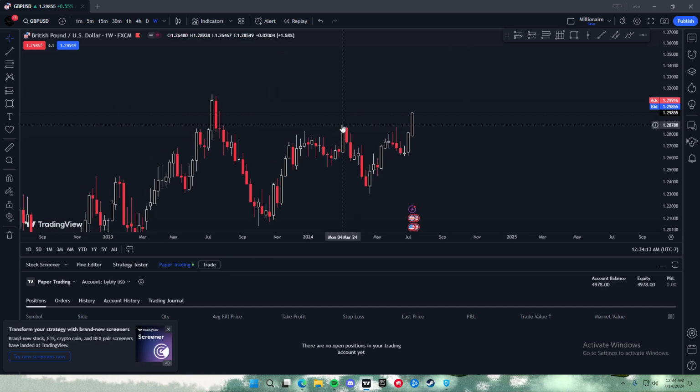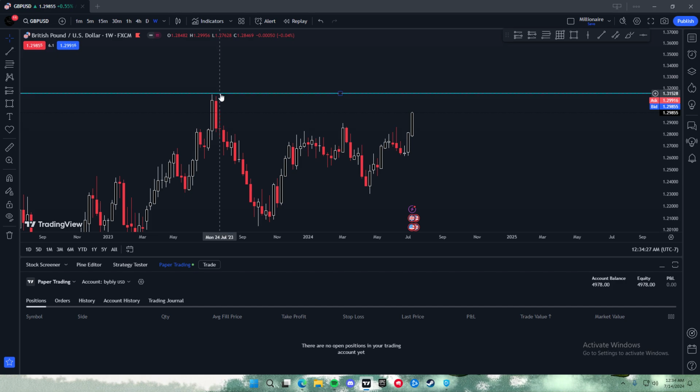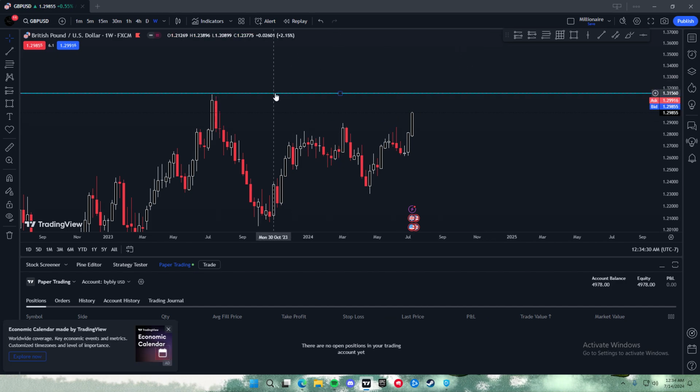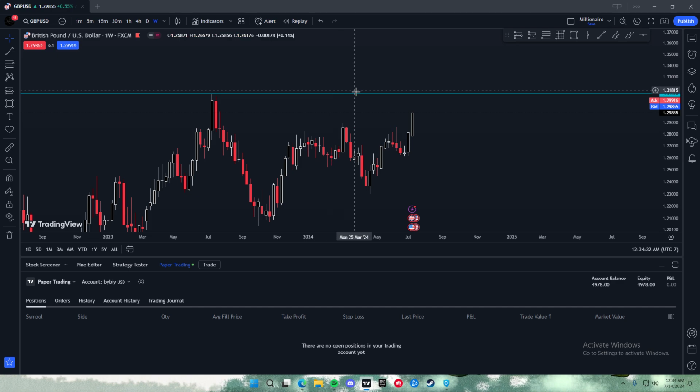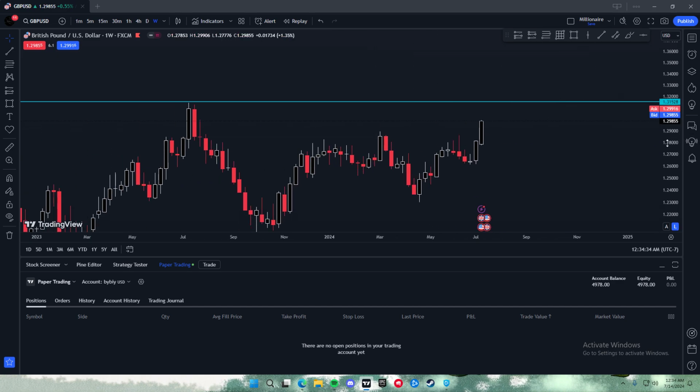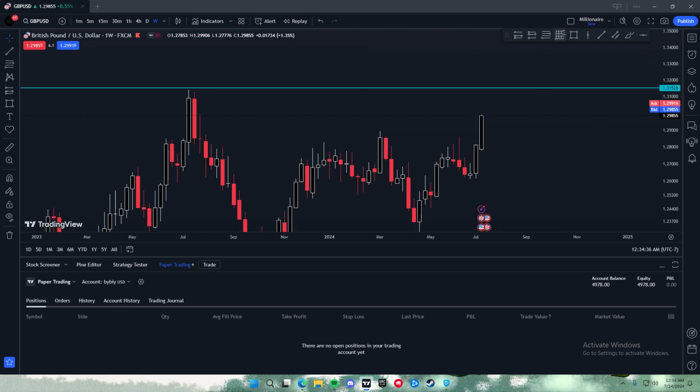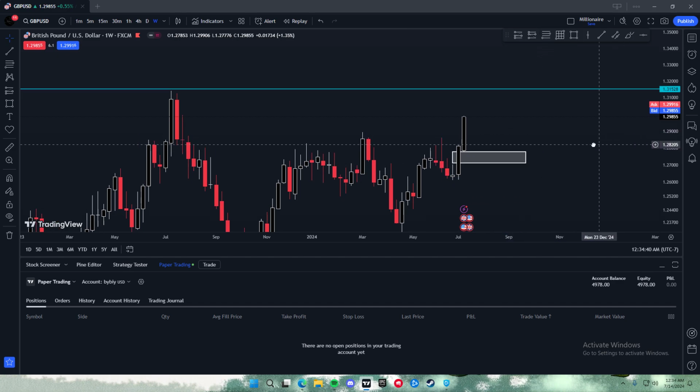As you can see, this zone right here, these two relative highs got swept. We have this high right here, that's our draw on liquidity. That's where I want the price to continue to go and sweep. And as you can see right here, on the weekly, we have a fair value gap. So I'm thinking we might have a retracement before we go there.